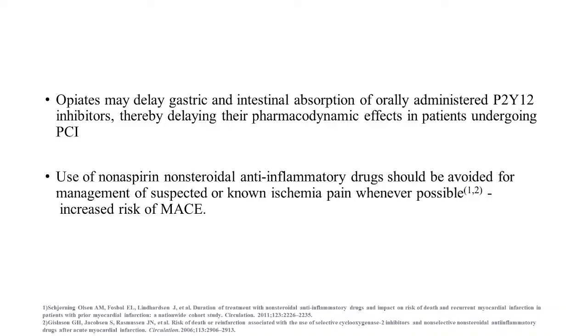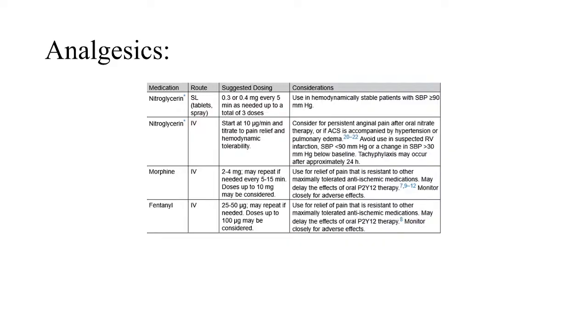This was a study done in, if I remember, 2006, where the risk of death and reinfarction was associated with the use of selective COX-2 inhibitors and NSAIDs after an acute MI. So we need to avoid any non-aspirin NSAIDs, because they have an increased risk of MACE. So this is the dose of analgesics that we give, which I hope everybody already knows. We won't be going into it. The only doubt was about morphine and fentanyl, but they could be given to these patients because although they said we are delaying the gastric absorption, it is not proven.